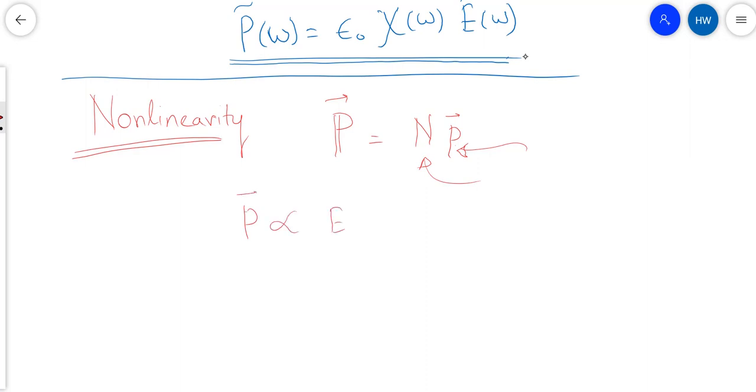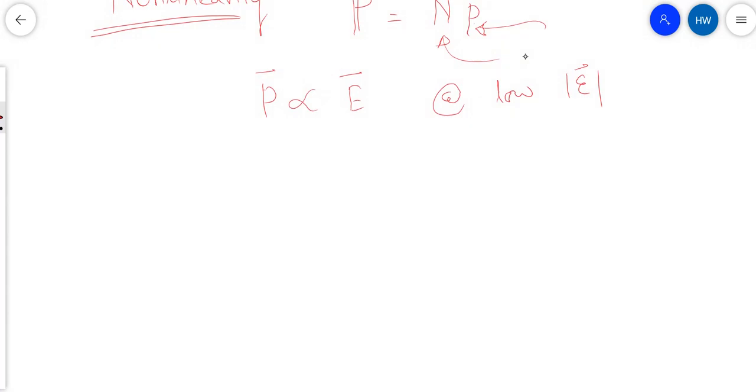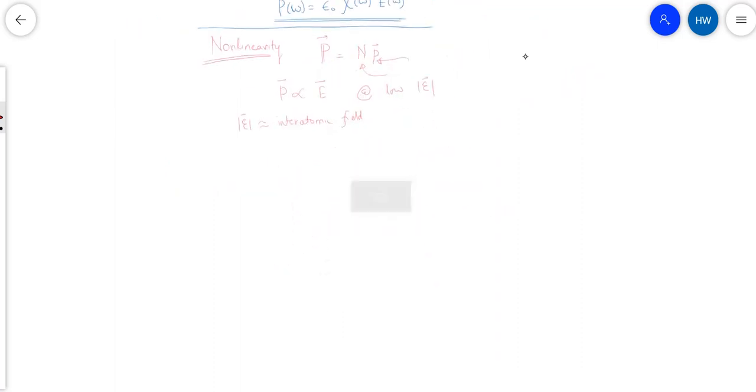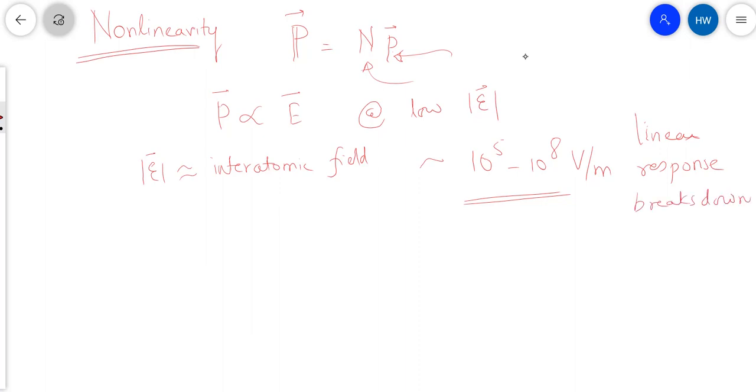The other nonlinearity is that arising from the relationship between the dipole moment and the electric field. So you see that roughly p, the dipole moment, is linearly proportional to E. This is at low values of the magnitude of the electric field. But if the magnitude of E is comparable to the interatomic fields, that is, the electric fields within the atom, which would be in the range of 10 to the power of 5 to 10 to the power of 8 volt per meter, then this linear response breaks down.